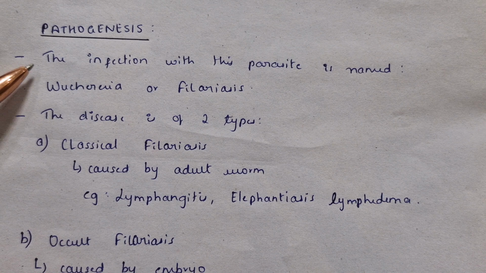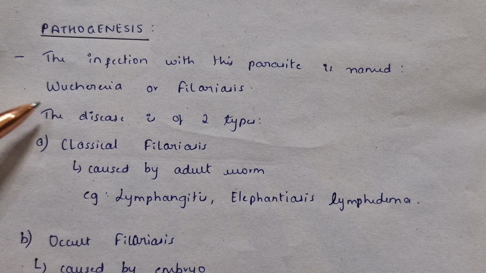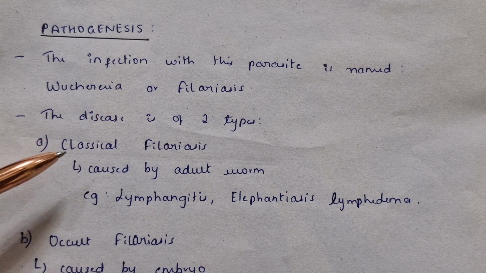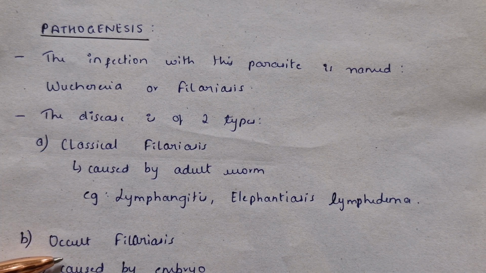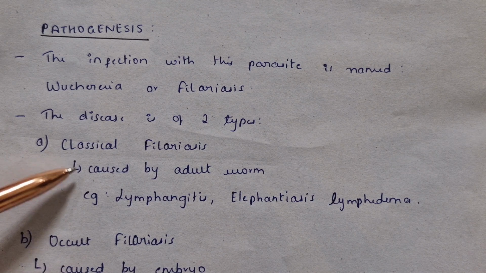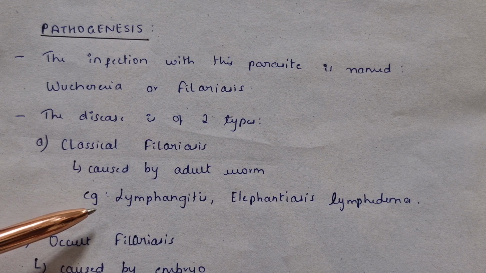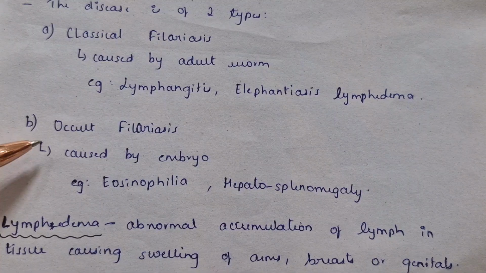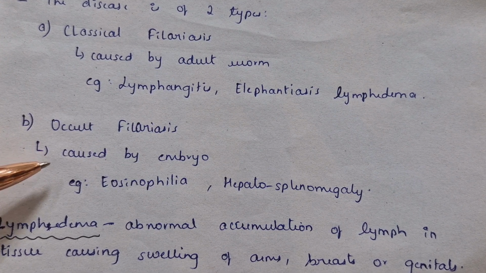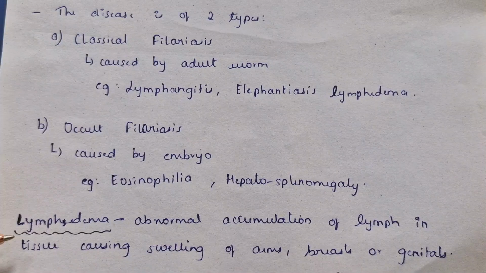Pathogenesis. The infection with this parasite is named Wuchereria bancrofti filariasis. The disease is of two types: classical filariasis and occult filariasis. Classical filariasis is caused by the adult worm, for example, lymphangitis and elephantiasis lymphedema. Occult filariasis is caused by the embryo, for example, eosinophilia and hepatosplenomegaly.